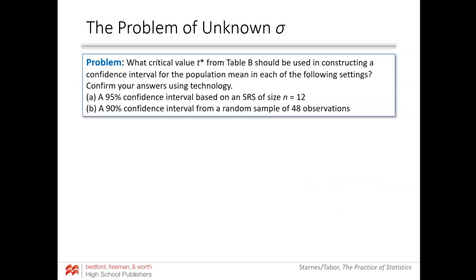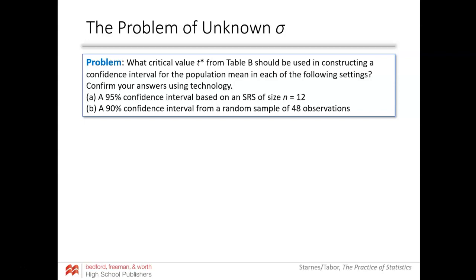That's the idea. Now, there's a couple of ways we can find this T star value. Table B, which if you remember, I gave you guys a little hint that we could actually find Z star on table B as well if we go to the infinity level. But besides that, the rest of table B is going to help us find T star values. So the first question is a 95% confidence interval with a simple random sample of size 12.